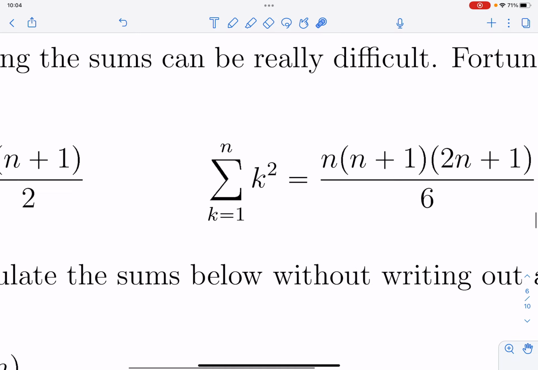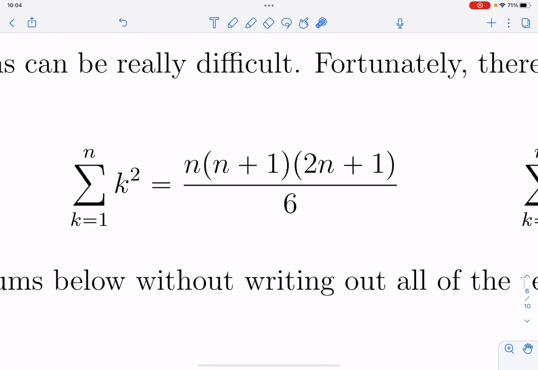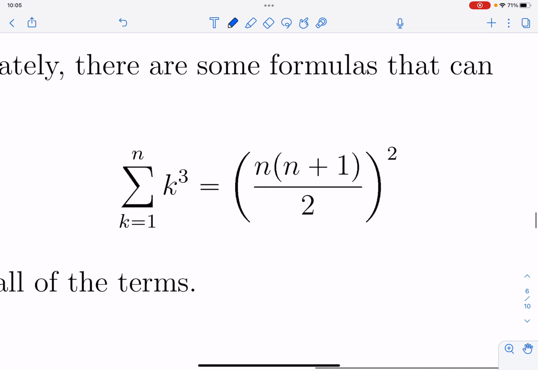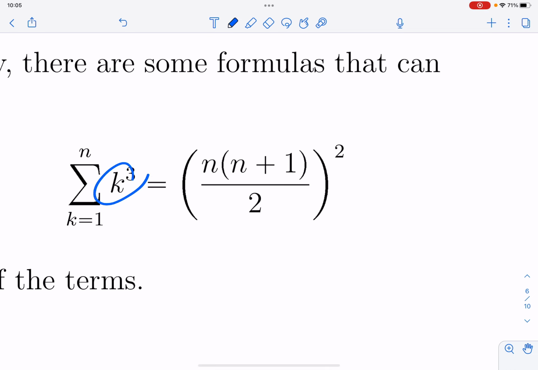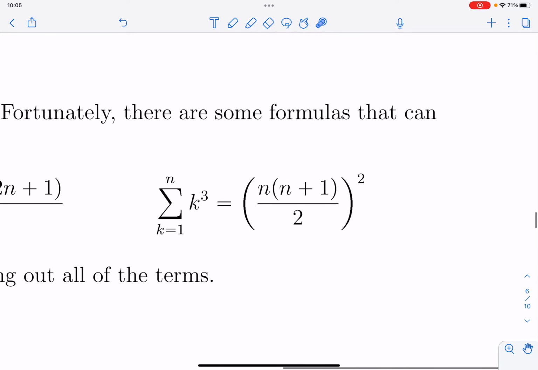In a similar spirit, if I add up all the squares, so this is the same as 1 plus 4 plus 9 plus 16 all the way up to n squared, it turns out to be this formula: n times n plus 1 times 2n plus 1, all over 6. And if I add up all the cubes, this is the formula that we work. It's the same as adding up all the numbers, the first one we looked at, but then we square it.